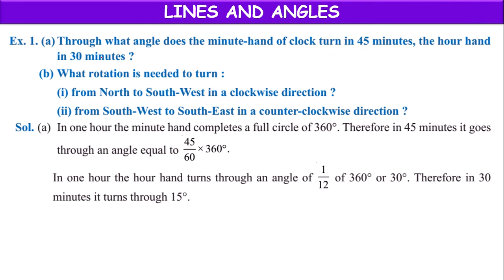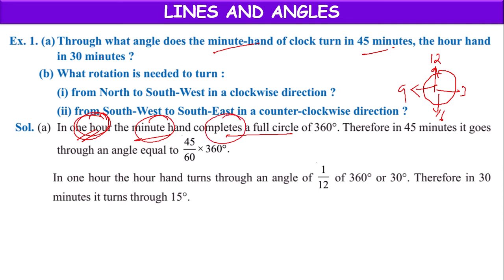Let's see the first question. The minute hand in 45 minutes. We know that in 1 hour, the minute hand will complete a full circle. It will be at 12 o'clock, then it will come to 3, go to 6, go to 9, and again come back to 12. Then we can tell that 1 hour is completed. So in 1 hour, the minute hand makes one complete rotation, which means an angle of 360 degrees.